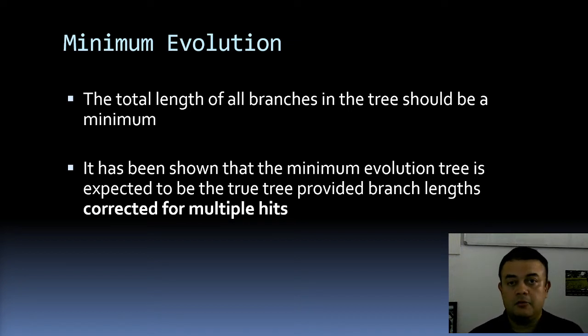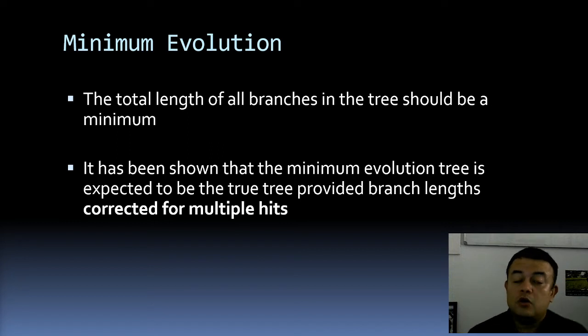The same principle as Occam's razor, right? So the total length of all branches in the tree should be minimum. You're minimizing the branch length. So how to draw a tree from a distance matrix with the least distance connecting the nodes? It has been shown that the minimum evolution tree is expected to be the true tree, provided branch lengths are corrected for multiple hits.